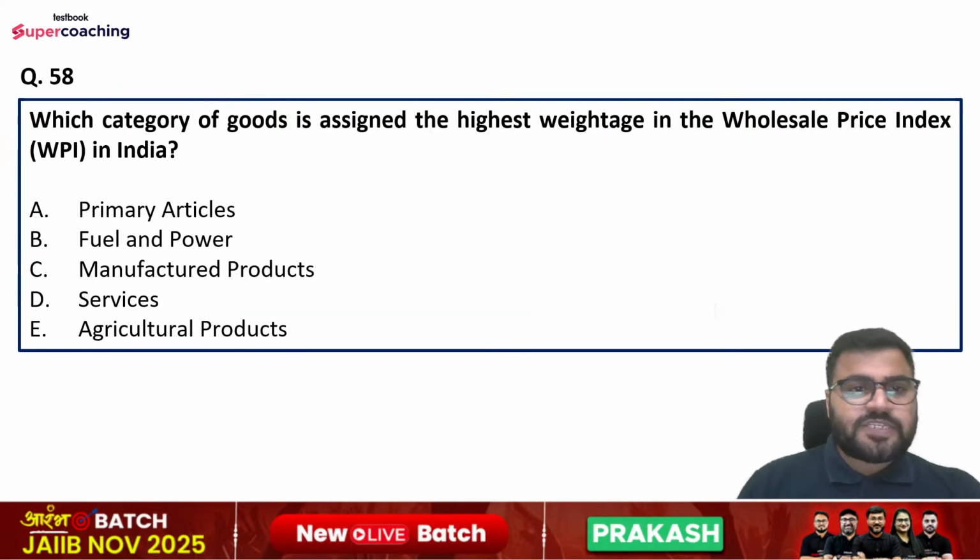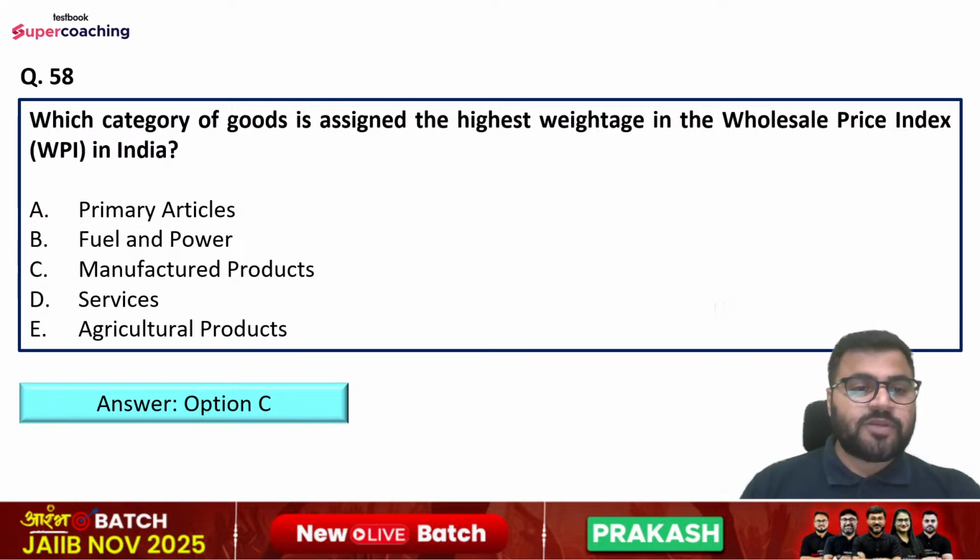Question number 58. Which category of goods is assigned the highest weightage in the wholesale price index in India? Primary articles, fuel and power, manufactured products, services, or agricultural products? So right answer is option number C, that is manufactured products.